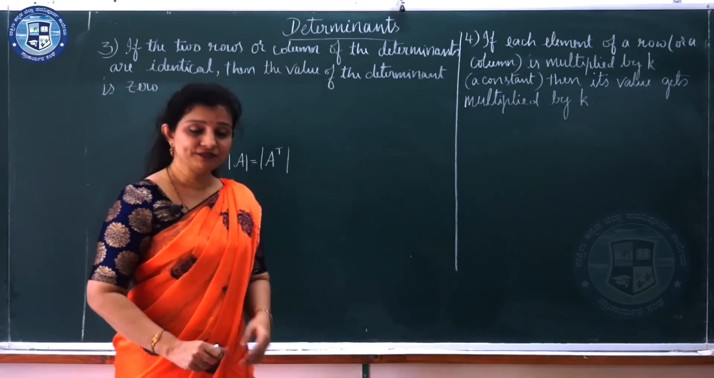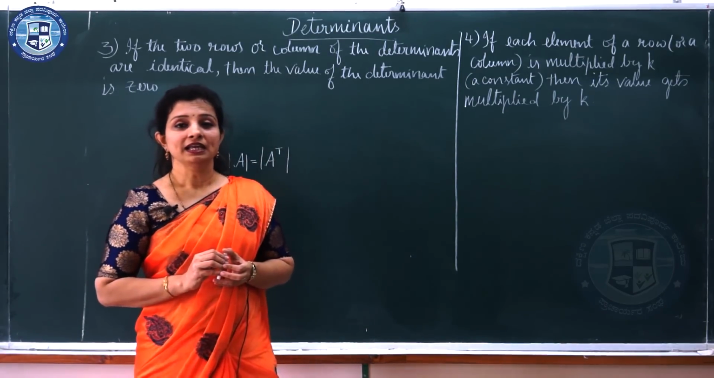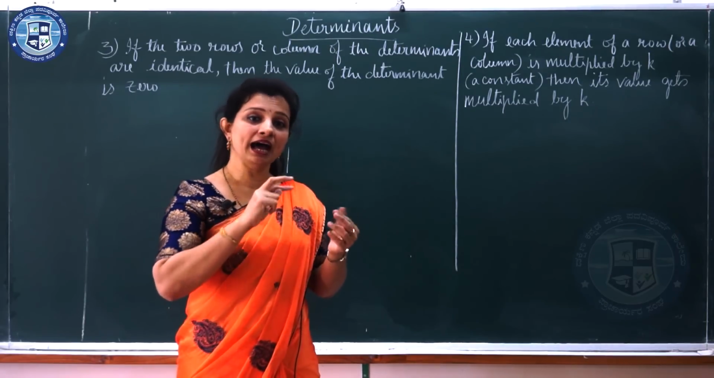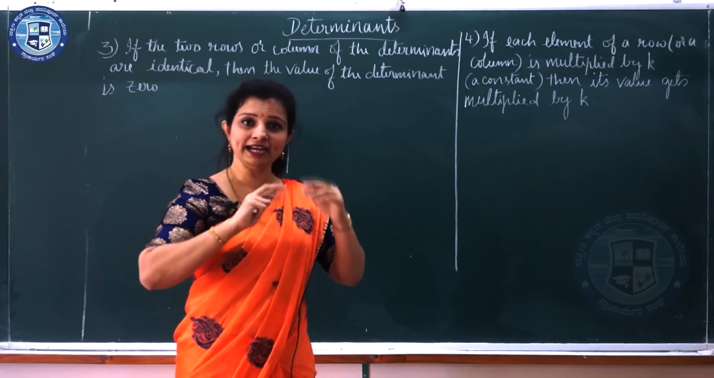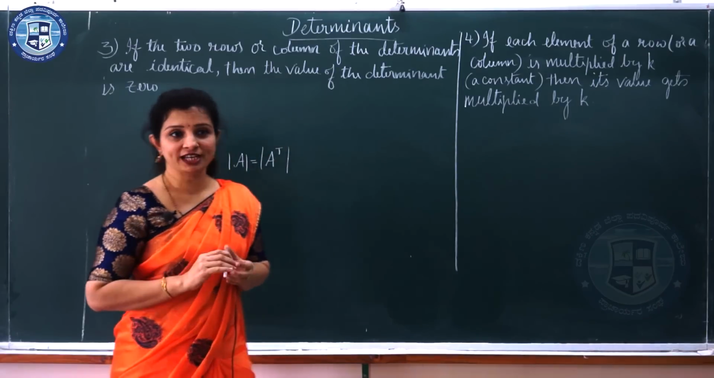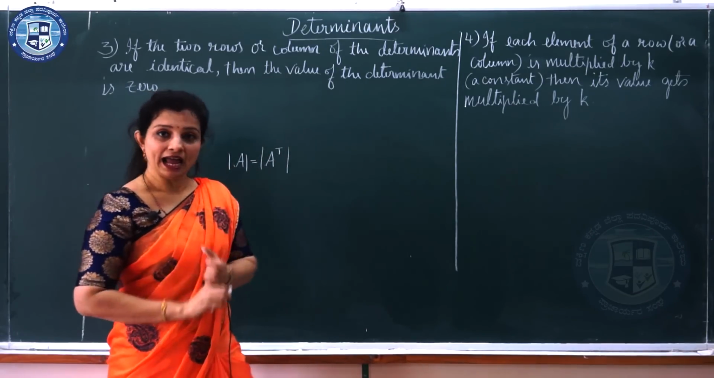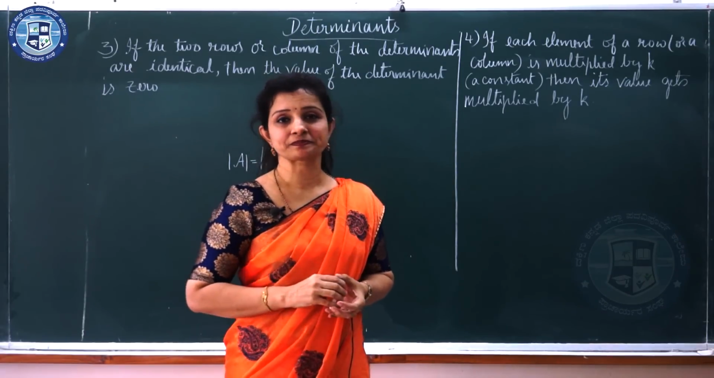And the second property of determinant states that if any two rows or any two columns of a determinant are interchanged, then the sign of the determinant changes. The sign of the determinant changes. Okay, and now we will see what is the third property.